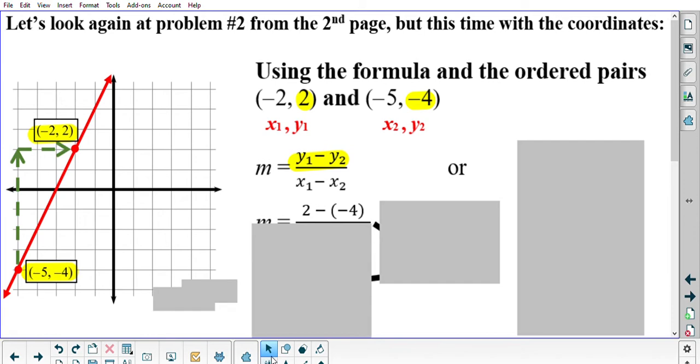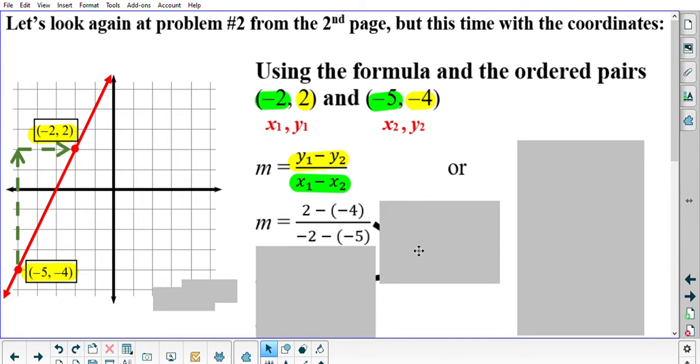The denominator is supposed to be your change in x, which obviously means subtracting the x's. Who were the x's? x1 was -2. x2 was -5. So the denominator is where you subtract those x coordinates. So that would be -2 minus -5. Now, subtracting negatives looks not very pretty, does it?